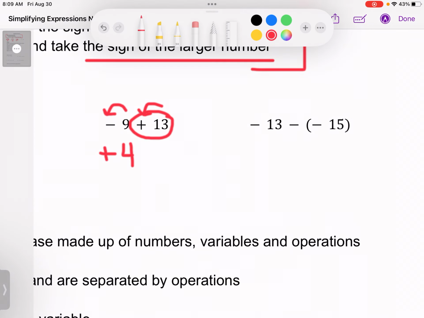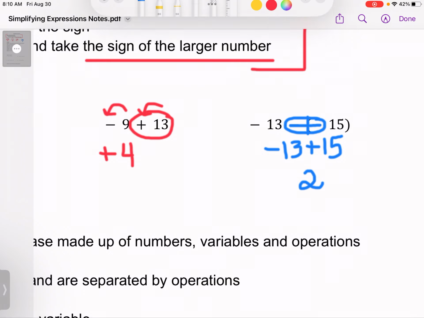You don't have to write that positive sign, but I think sometimes it helps just to make sure that we've double-checked our signs. Okay, here we don't want two signs right in the middle together like that, especially if they're both minus signs. So we're going to change those to a plus because two negatives makes a positive. And so now our problem reads -13 plus 15. Notice our signs are different. So we're going to subtract and take the sign of the bigger number. And so it would be +2.